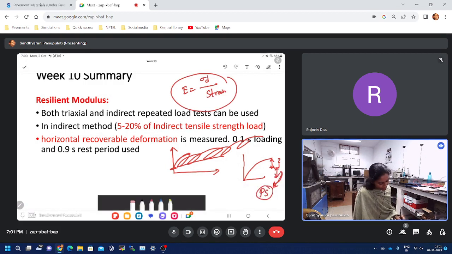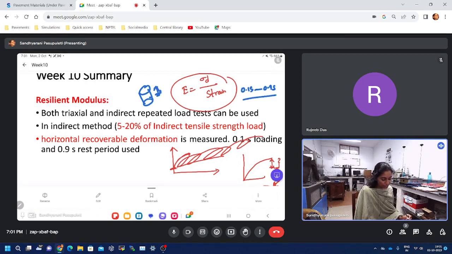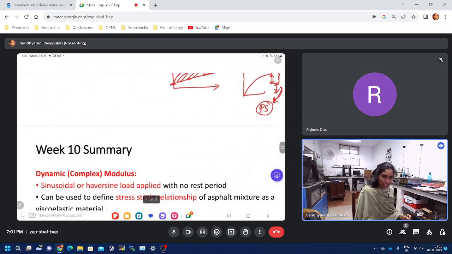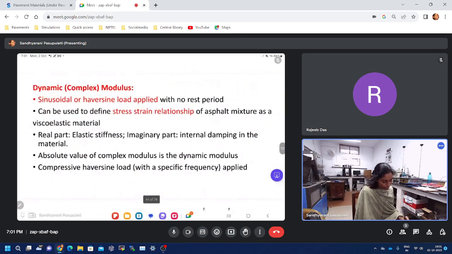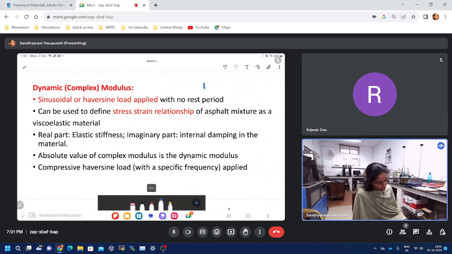In this experiment, we subject the asphalt mixture to either a confining or an indirect repeated load test. Then we determine the horizontal deformation, and we apply the load for 0.1 seconds with 0.9 seconds rest, and the horizontal deformation keeps changing. Based on that, we can calculate the strains. If we know the strain and we already know the stress, we can calculate the modulus value. In addition to that, the extra modulus that we will be calculating is the dynamic modulus.